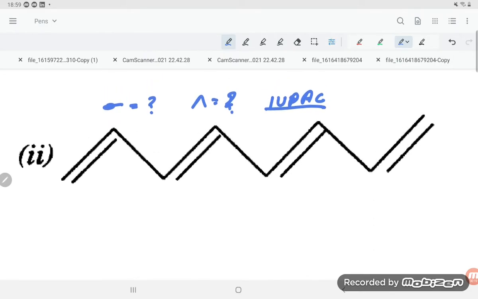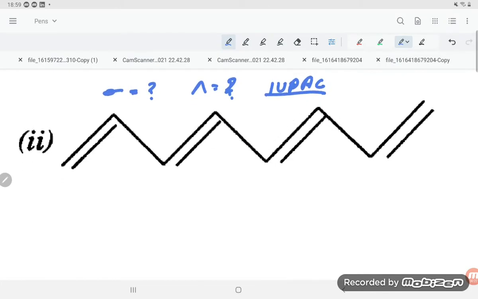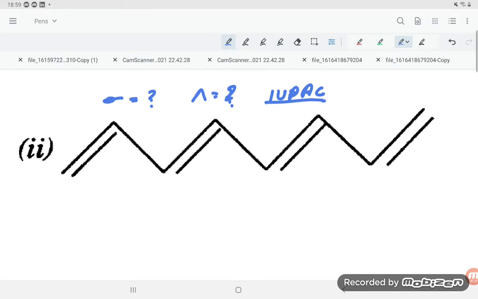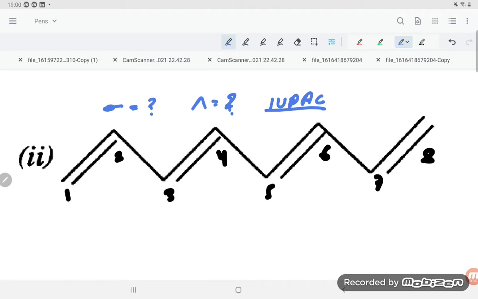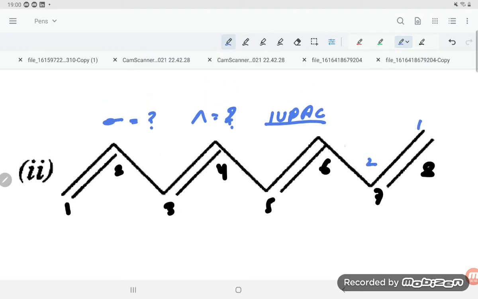So, dear students, if you want to do the numbering of this particular hydrocarbon, from which direction can you do the numbering? Any direction you can do, because the double bond starts the same way. Suppose you are doing from here: 1, 2, this is 3, 4, 5, 6, 7, 8. And if someone is doing from the other side, then it is 1, 2, 3, 4, 5, 6, 7, 8.